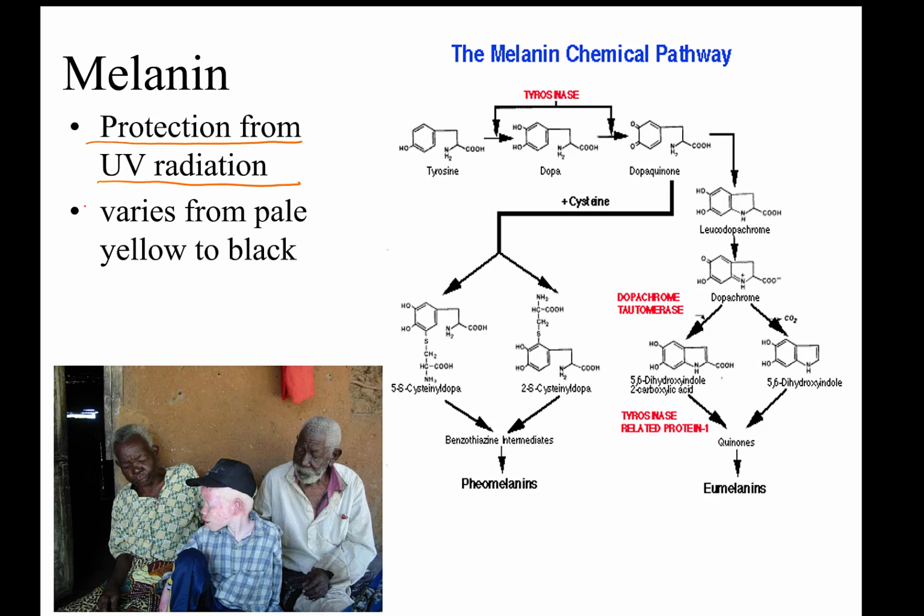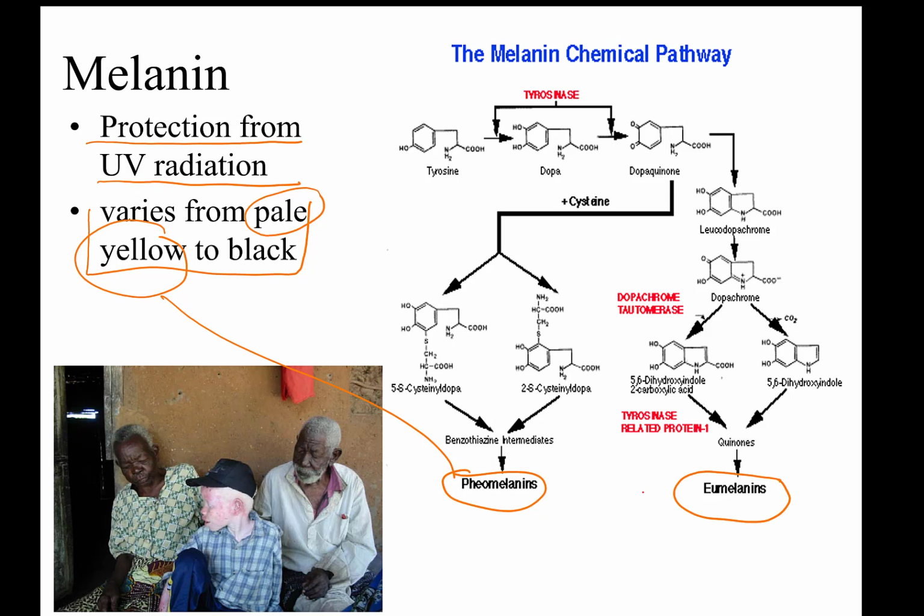And melanin actually varies in pigment from pale yellow to black. So the pale yellow melanins are in the pheomelanins family. The eumelanins are the darker ones. So pheomelanins are yellow to orange. There we go, yellow to orange. And the eumelanins are brown to black.